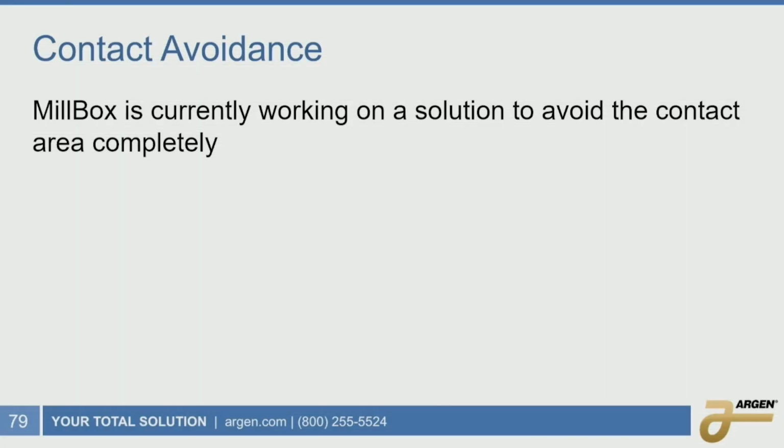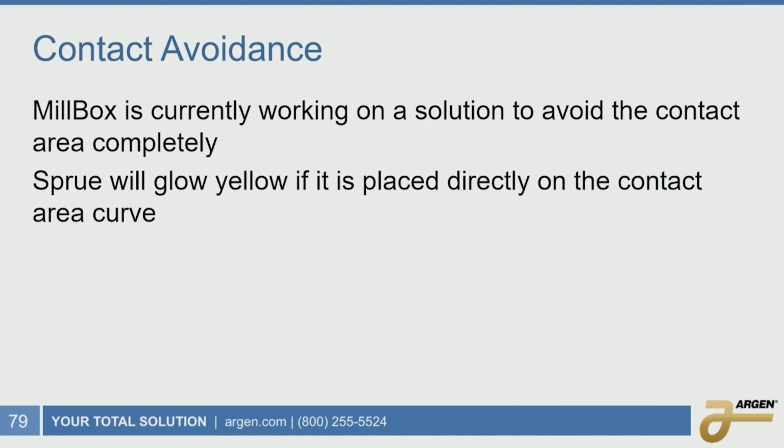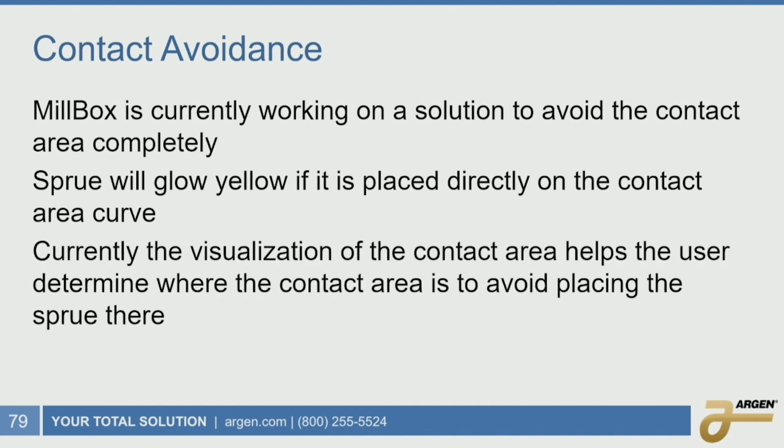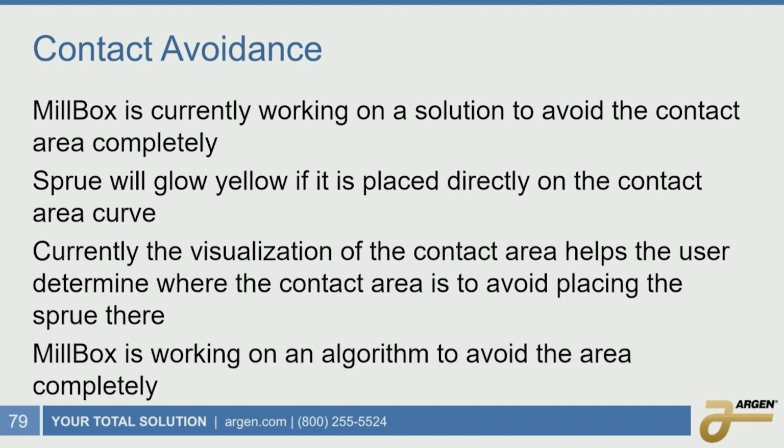So Millbox is currently working on a solution to avoid the contact area completely. And the sprue will glow yellow if it's placed directly onto that contact area curve. Realistically, it's just about bringing in 7, 8, 10 units and then being able to visually see that the contact has a sprue on it. There's nothing worse than taking all your units out of the mill only to see that you have sprues all over those contacts. And like I said, Millbox is currently working on an algorithm to actually avoid that area completely.